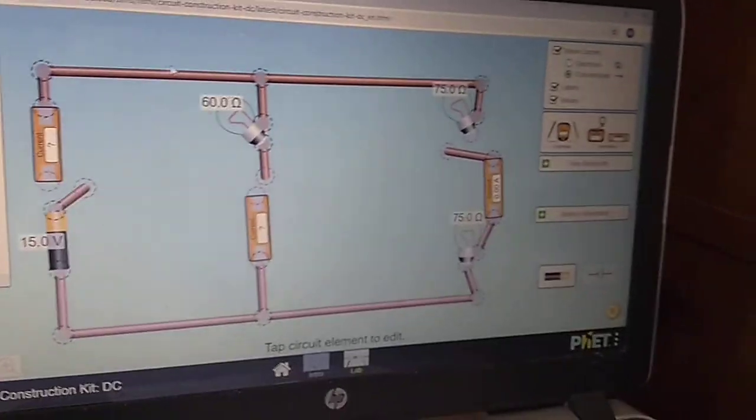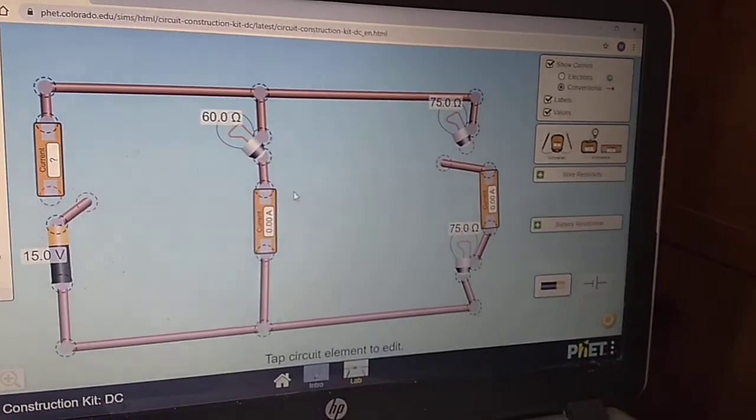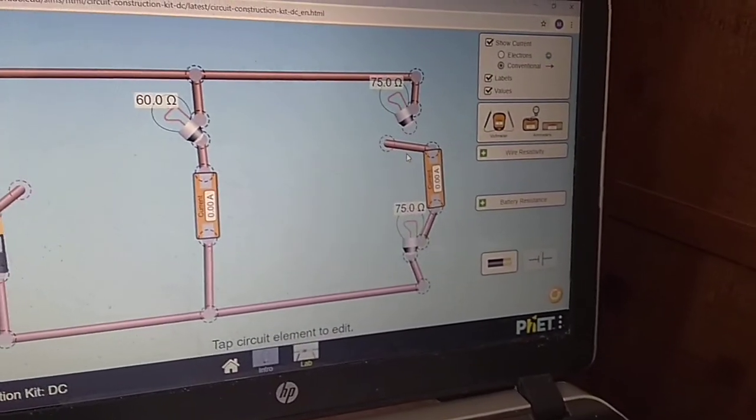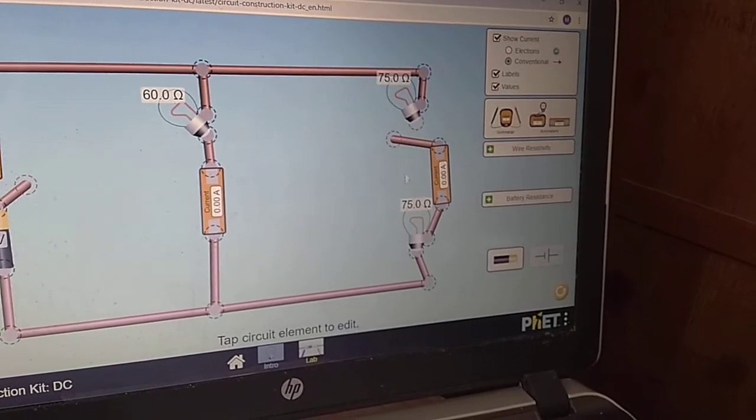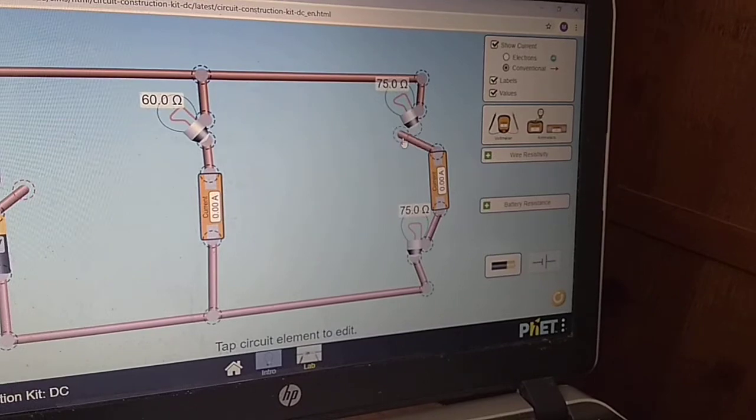Here's the circuit. The only thing that's a little different about this circuit is you can see the 60 ohm branch is fine, one light bulb. I couldn't get all the way up to 150 ohms, so I just did two separate 75 ohm light bulbs. The effect is exactly the same.